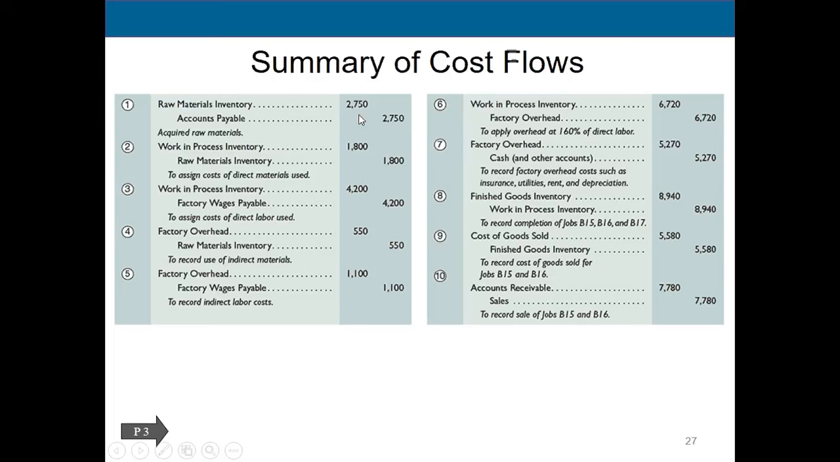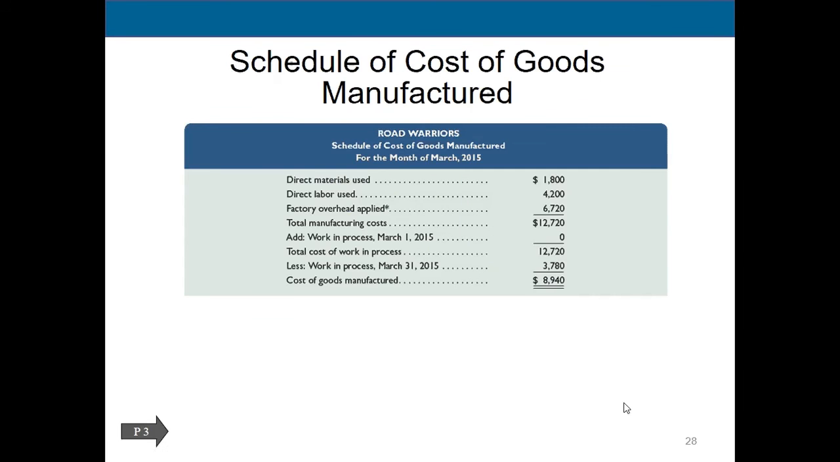Remember, here's the raw material, the direct material. We had the direct labor. We had the indirect material, indirect labor. All of those that we just did are right there in that summary. And when we have all of that, we can get that cost of goods manufactured.